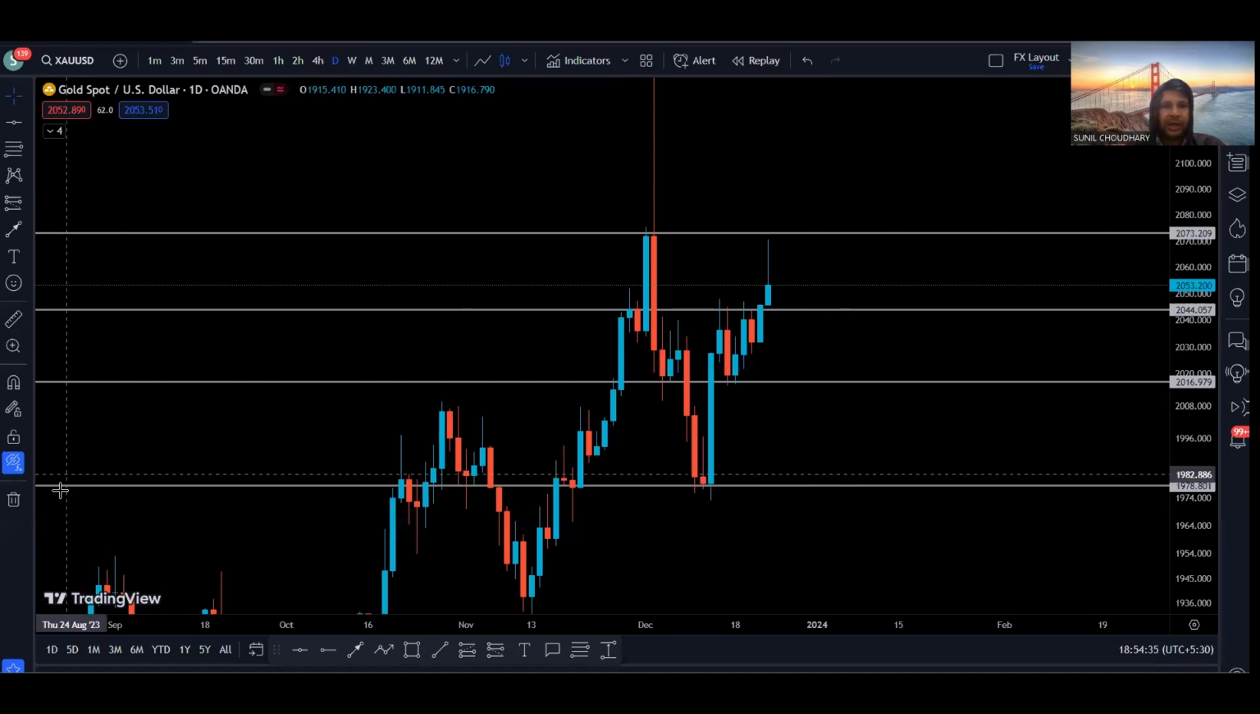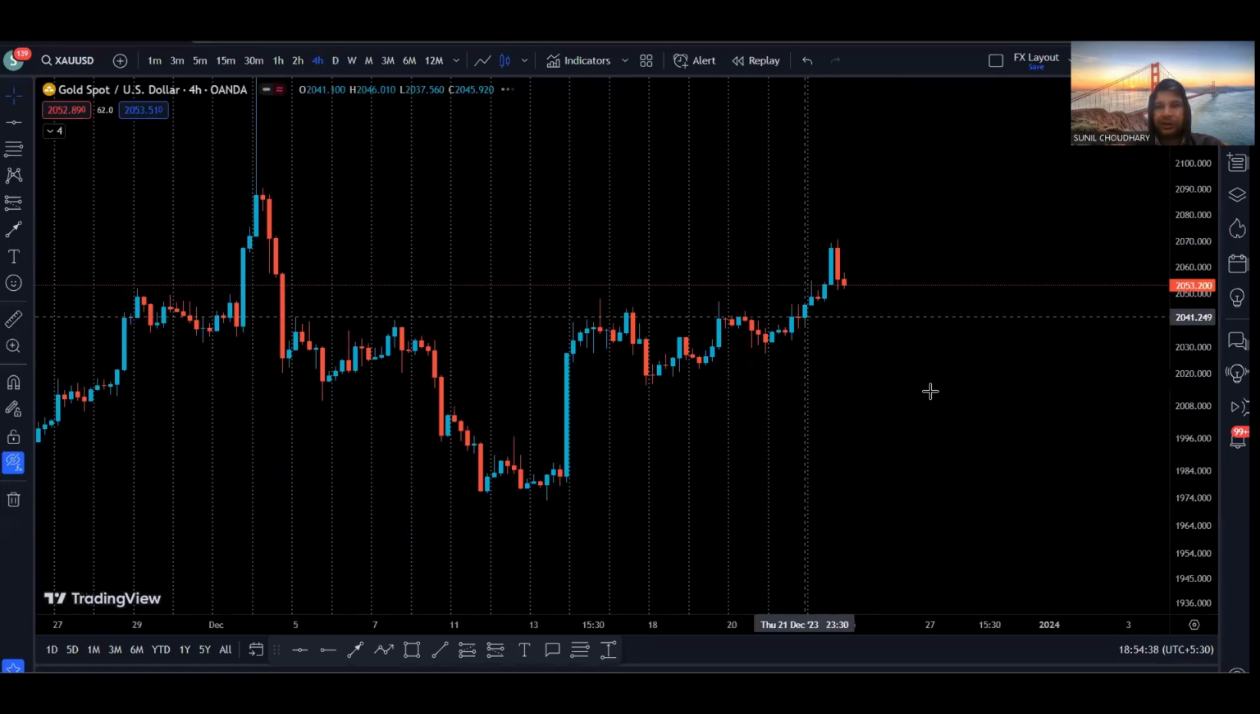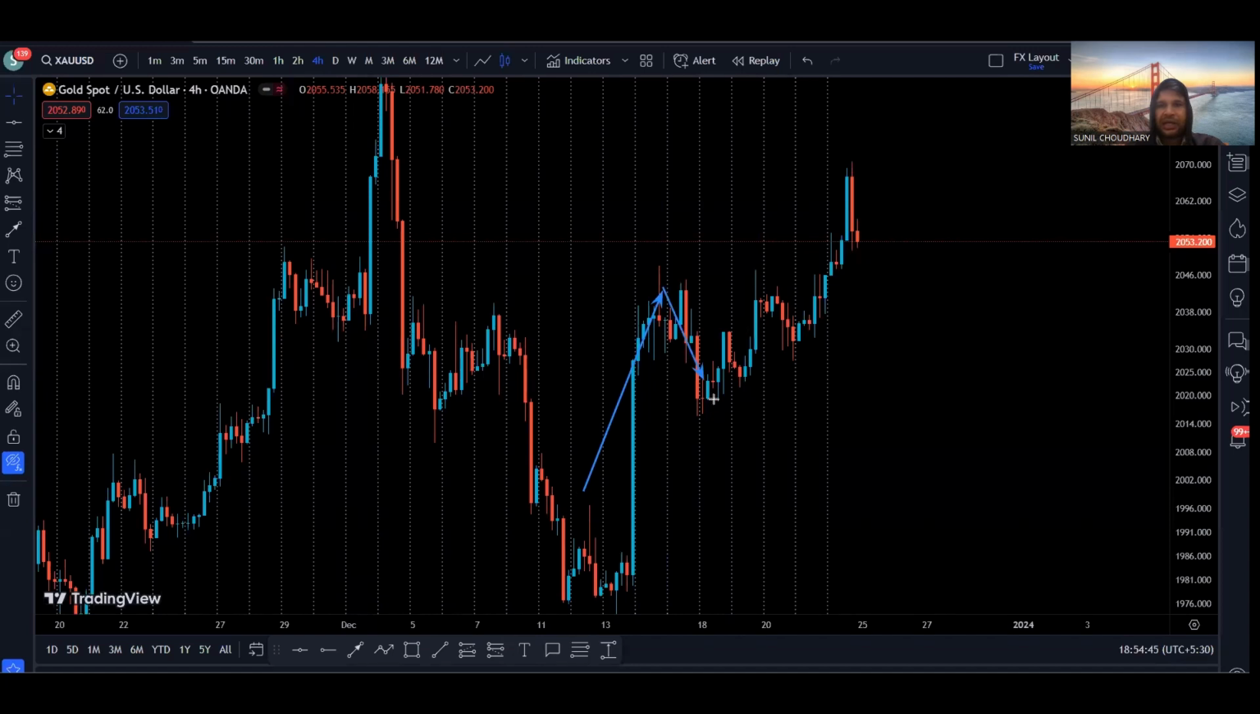Now let's go to the 4-hour time frame to find more details of what is happening. On the 4-hour, we can see that the price is making higher highs and higher lows at the moment. We created a high, then a higher low. We did not create a new high, but we created a higher low. So higher low, higher low. Then we broke the previous high and created a new high. Right now the price is retracing to the downside.